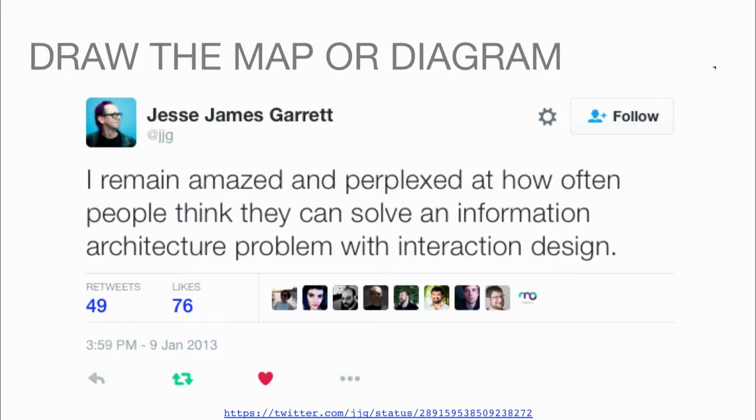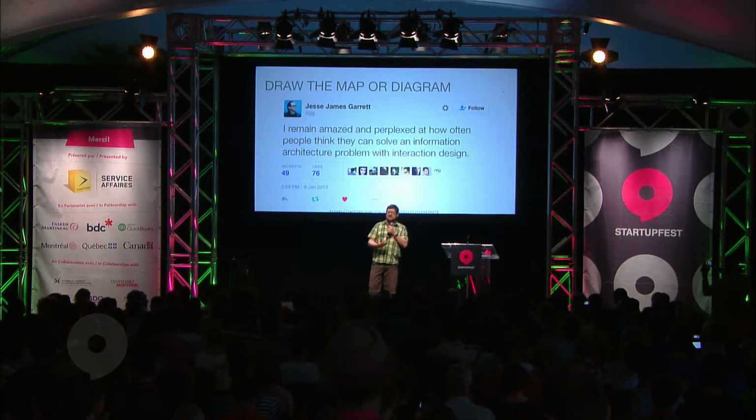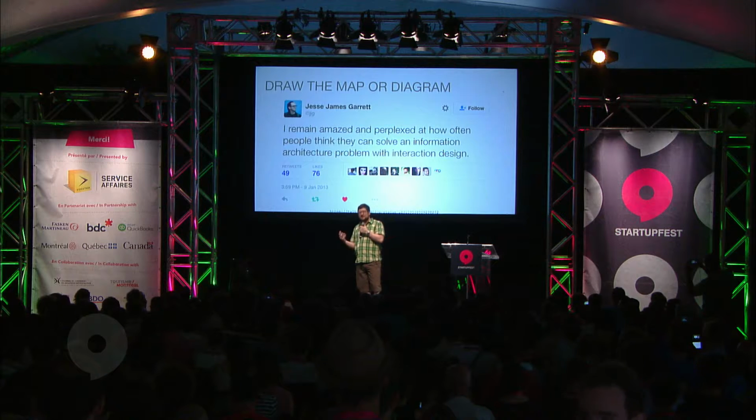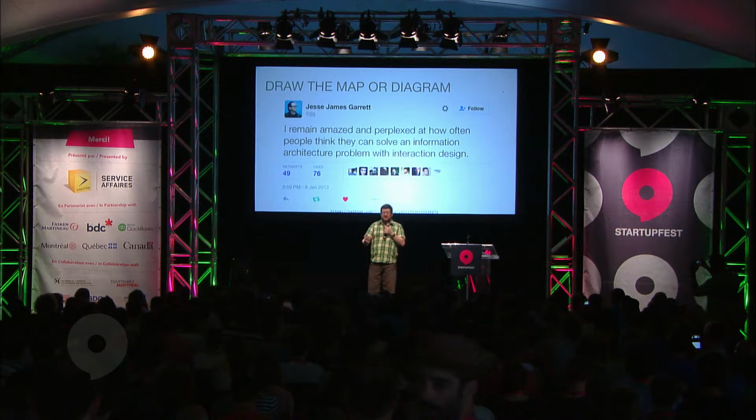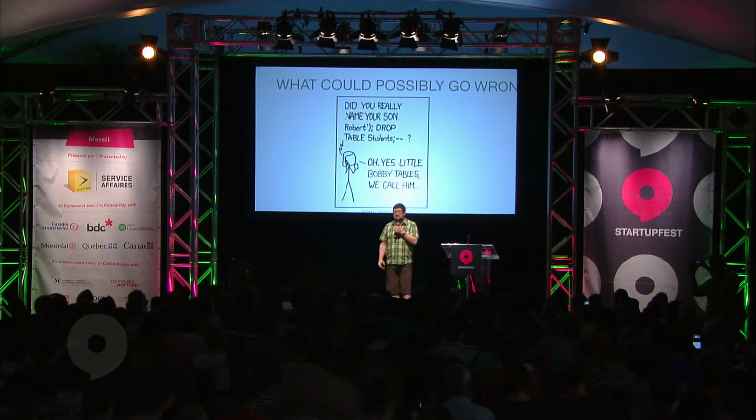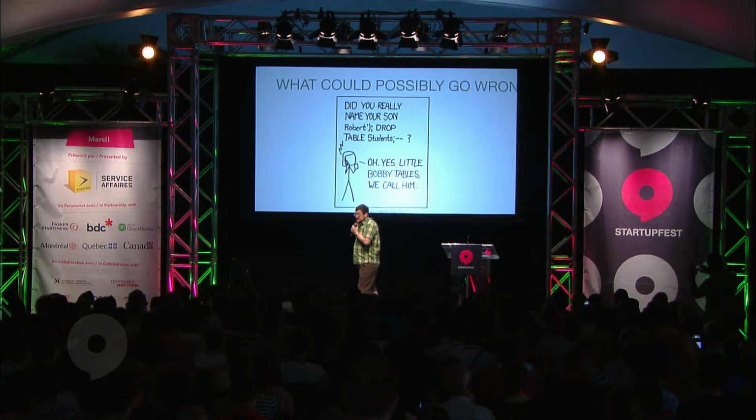Draw the map or the diagram. What this means is architect the thing before you start building it. You have to have a map, not of the system architecture necessarily, but of the flow that you expect the user to go through. Not by screens, but by function. If you don't have that, implementing it and then fixing it later on is an almost impossible way to get it right. Consider what could possibly go wrong.